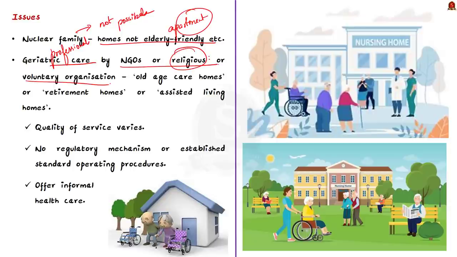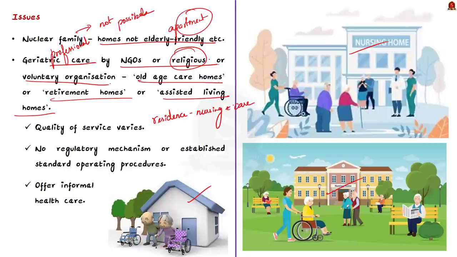We know they provide the care through the old age care homes or the retirement homes or the assisted living homes. These are the places that are called residences where elders get nursing and care in a clinical setting. So often they provide paid services. Some organizations also provide free or subsidized service.